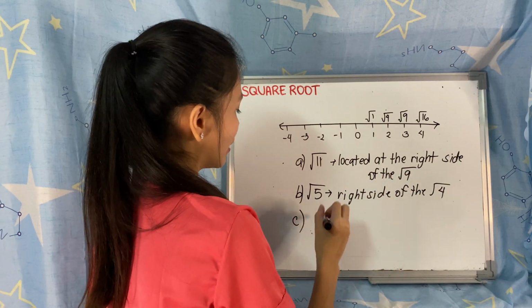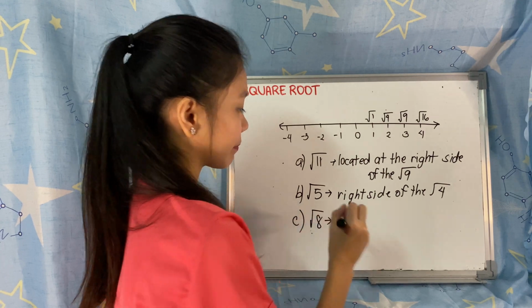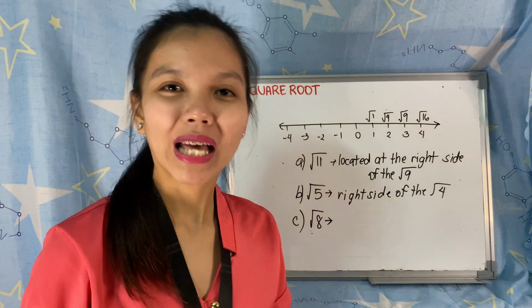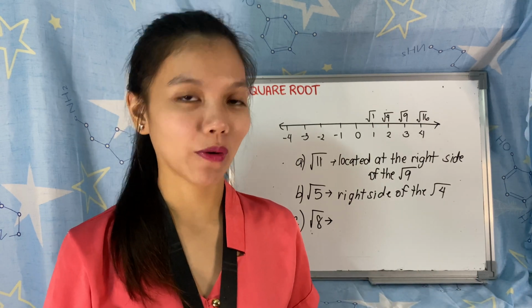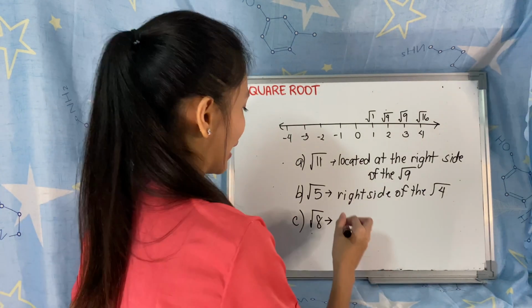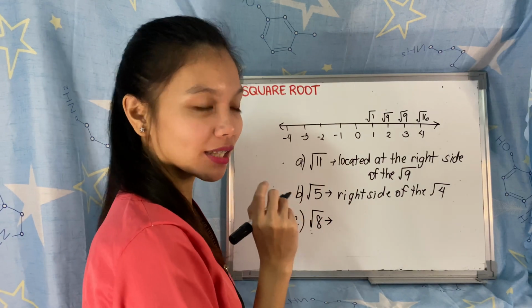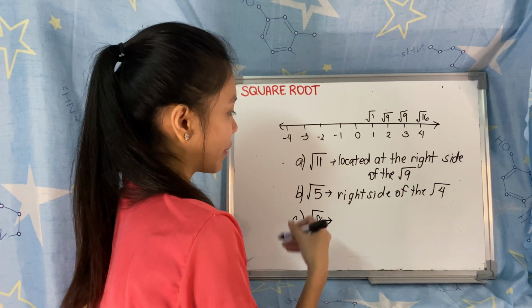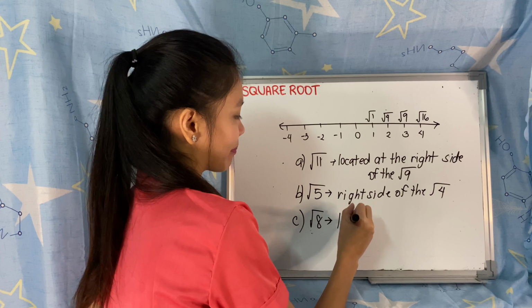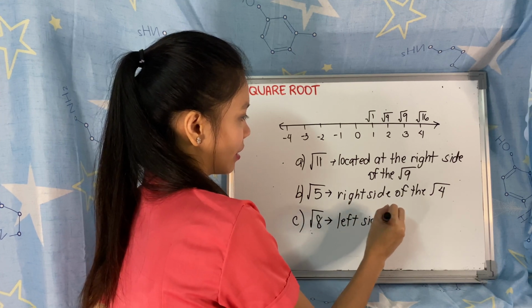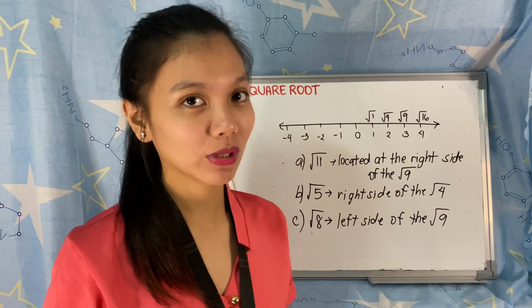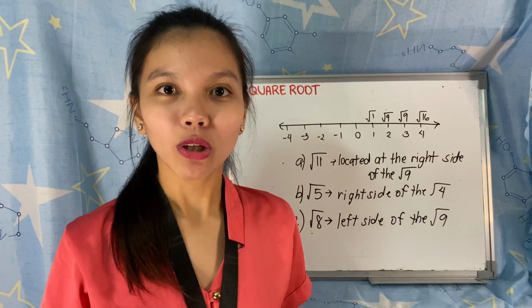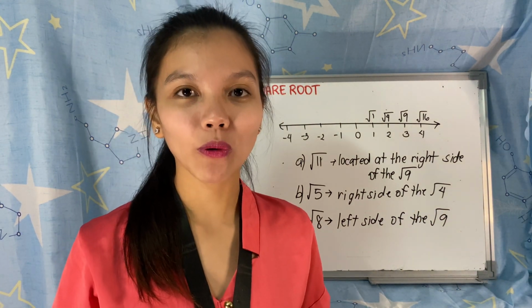How about the square root of 8? So, napakalapit niya na dun sa ating square root of 9, which is a perfect square. So, we can locate the square root of positive 8 at the left side of the square root of 9. Siyempre, kung saan siya pinakamalapit, dung side natin siya kukuhanin.